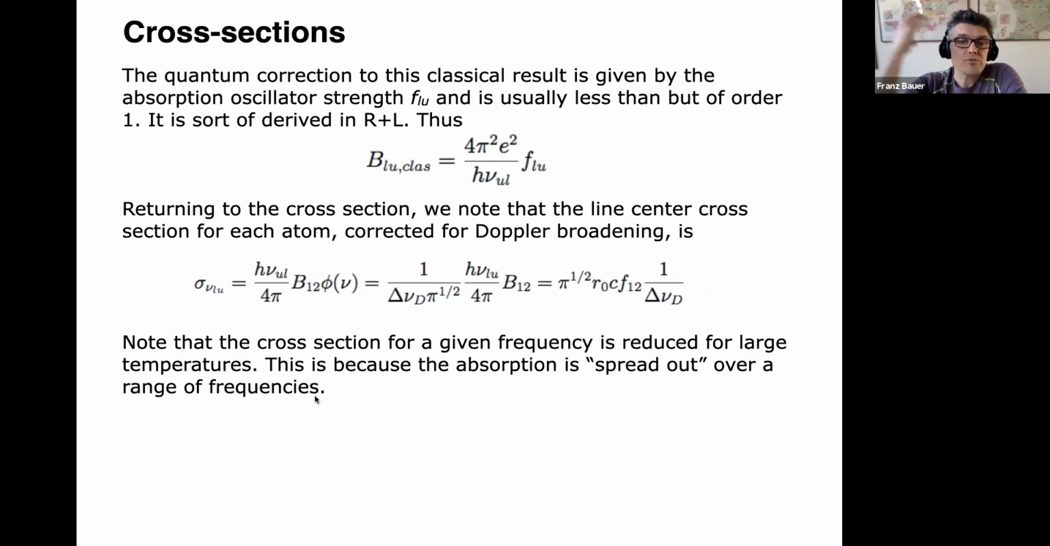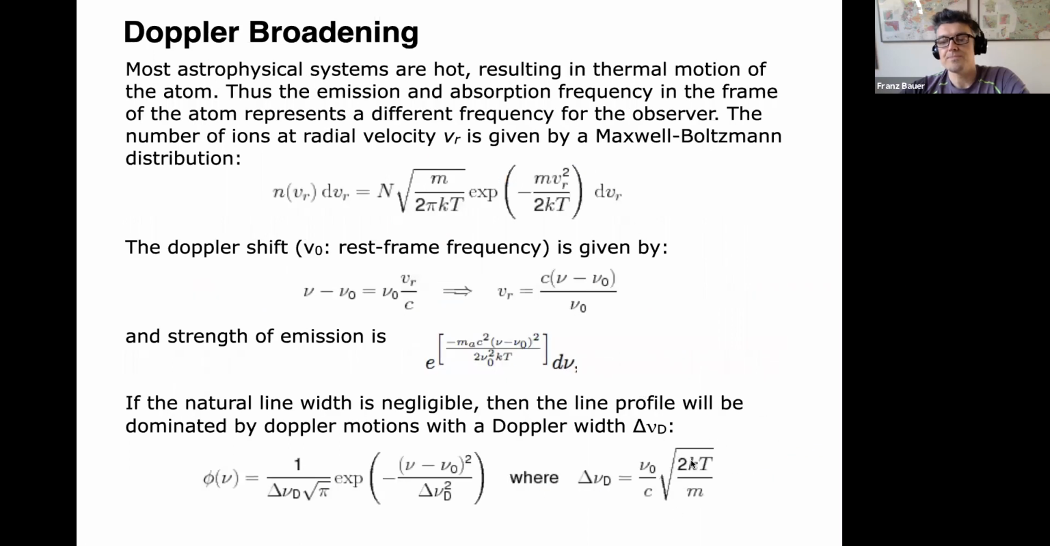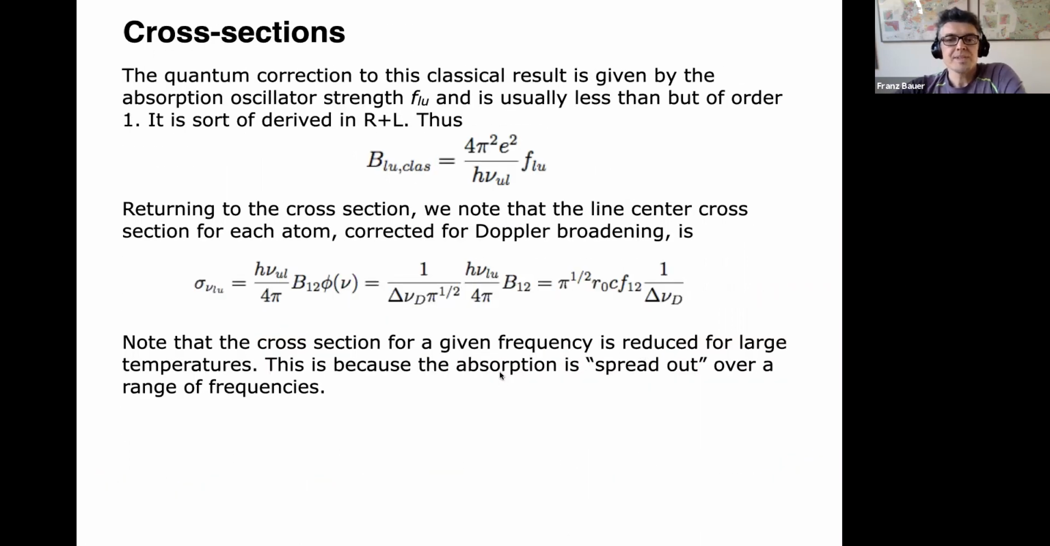So this cross-section for a given frequency is reduced by large temperatures. What I was saying before is, if you have a large temperature, the Doppler broadening broadens the overall line, so it spreads over larger frequencies. And that's contained in this term here. This goes as the square root of temperature. Okay, so that's a little bit of insight into the cross sections.